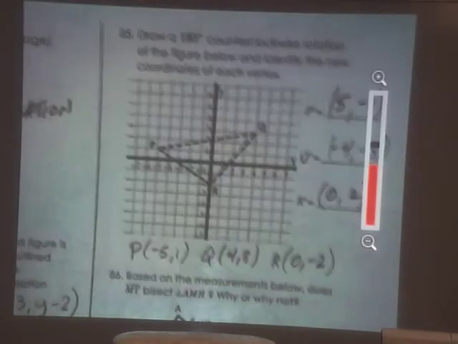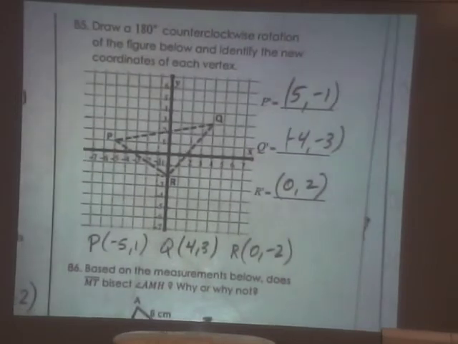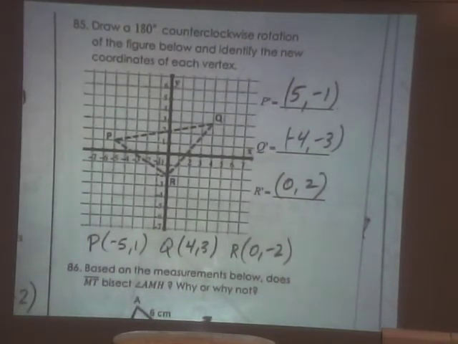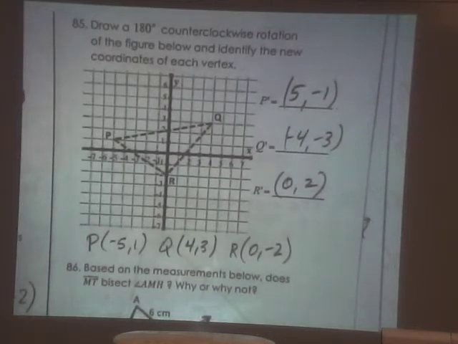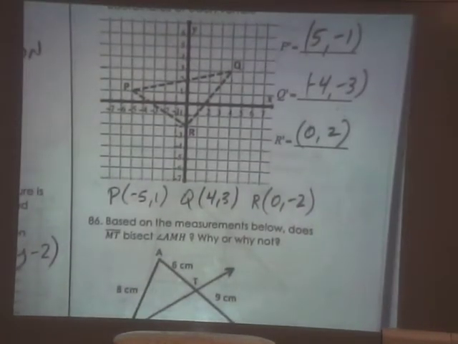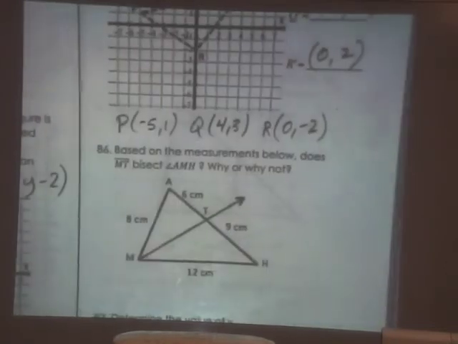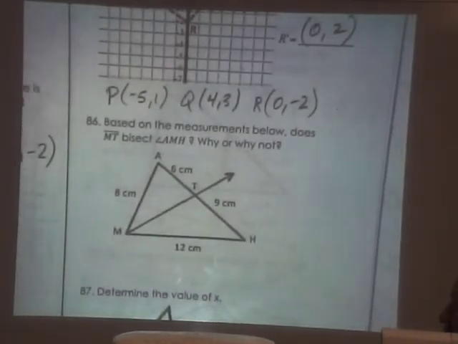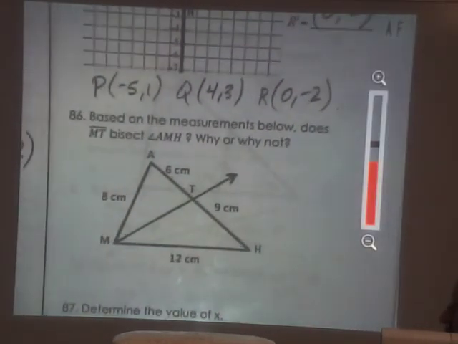All right, any questions on that? So you might want to go back and look at the rules for rotating 90 degrees, rotating 270 degrees, reflecting over the x equals y line. All right, 86. Let's do 86 and then we'll do 6 more for the next one.